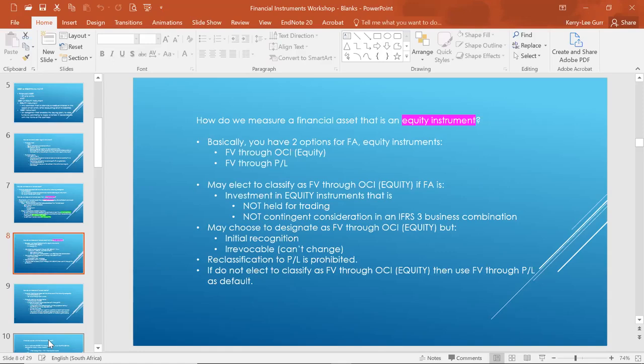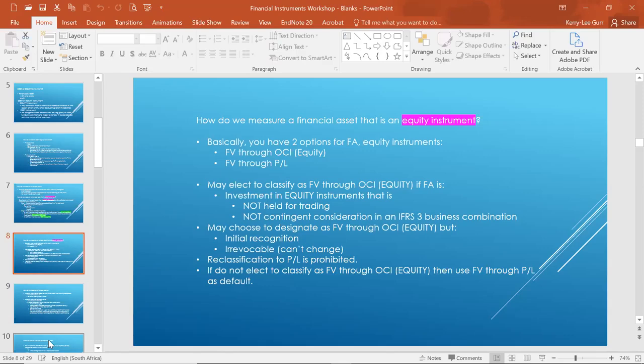So when looking at a financial asset as an equity instrument, this is nice. It's a little bit easier. So this means you've got perhaps an investment in shares in another entity. And really here you have 2 options that you would look at. So amortized cost is out of the water. We're not looking at that. If we have our equity instruments in terms of a financial asset, you'll either be using fair value through OCI equity or fair value through profit or loss. So there's no amortized cost option if you have an equity instrument that is classified as a financial asset.